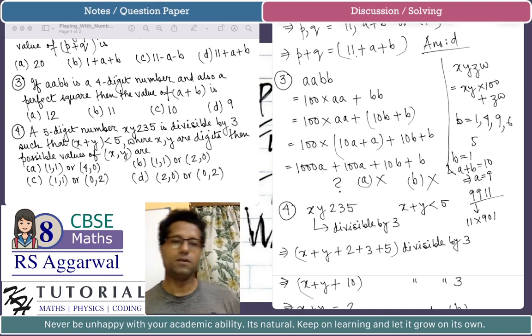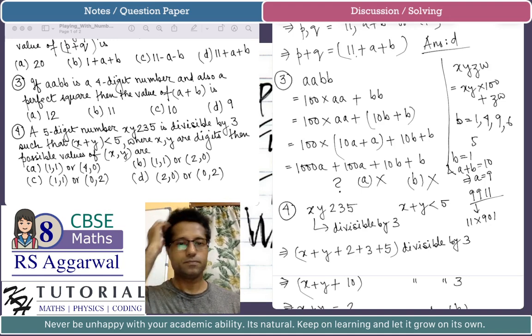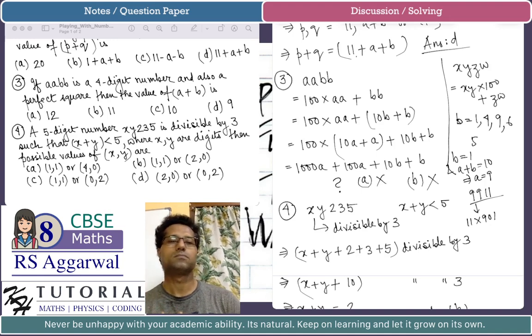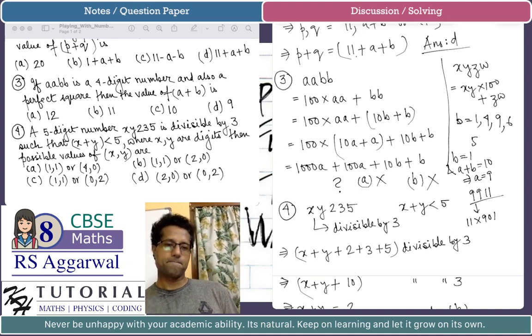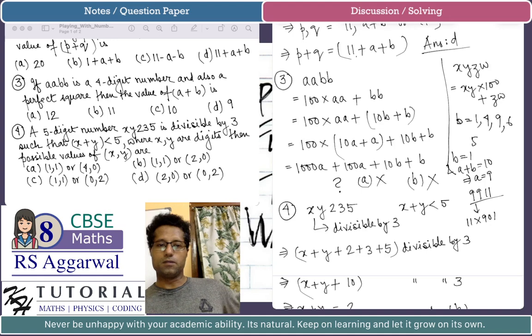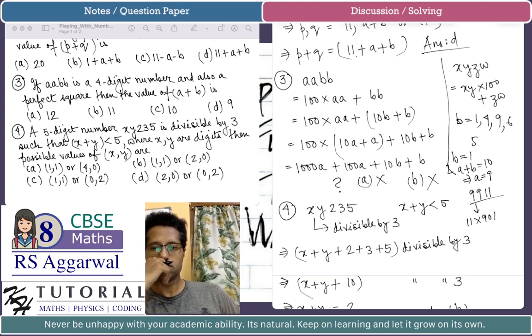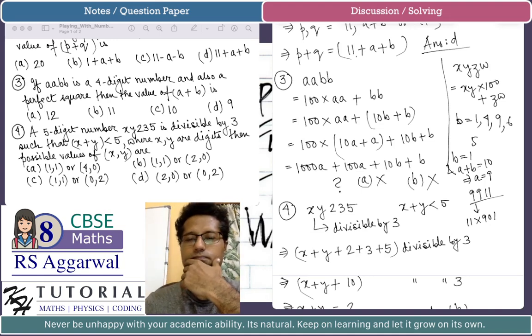So it is a 4-digit number and also a perfect square. The number is given as AABB. So the first two digits are the same and the last two digits are also the same. How can this fact be utilized to solve the problem? And it is a perfect square.